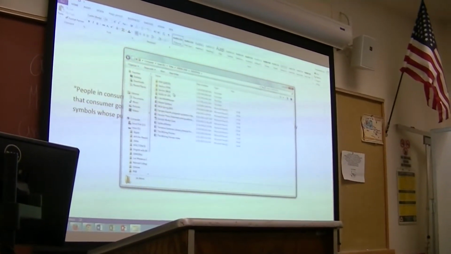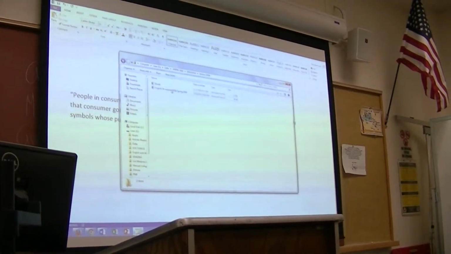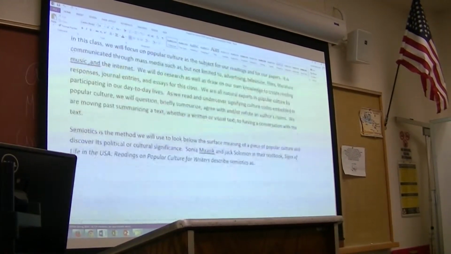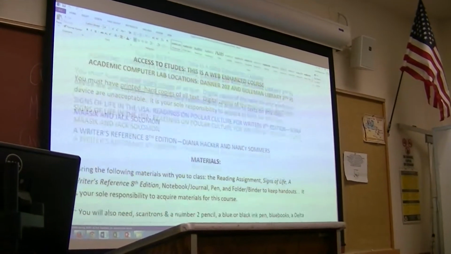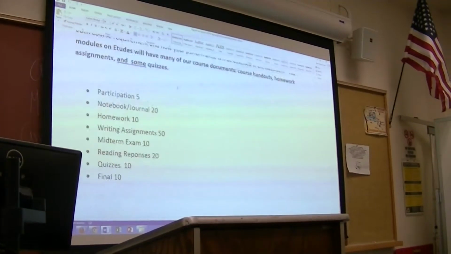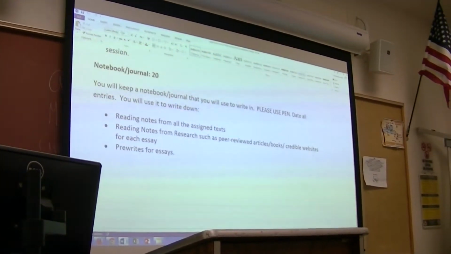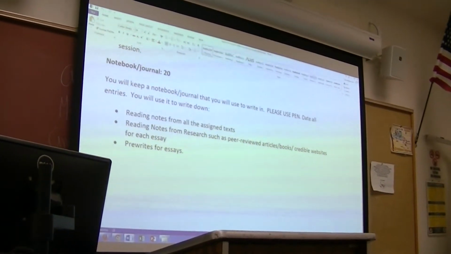And it's also on our... this is you. You need all these materials. Let's go to the syllabus. Notebook journal, let's make it small so you can see it all together.